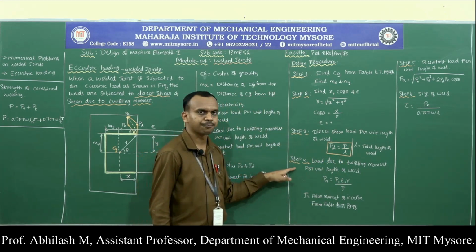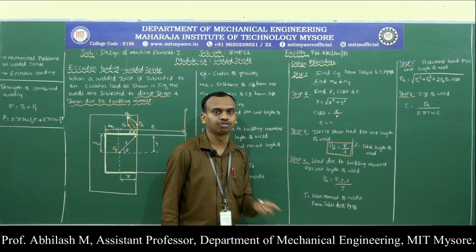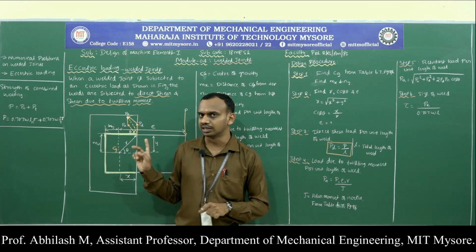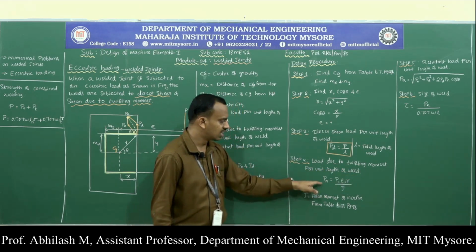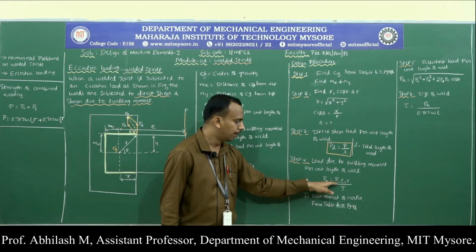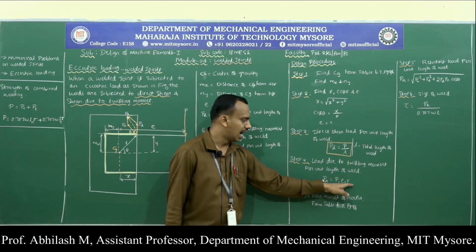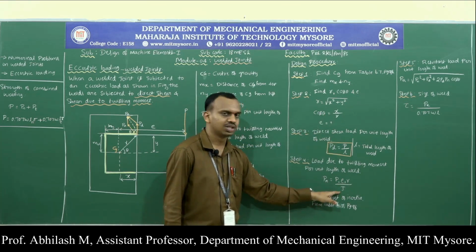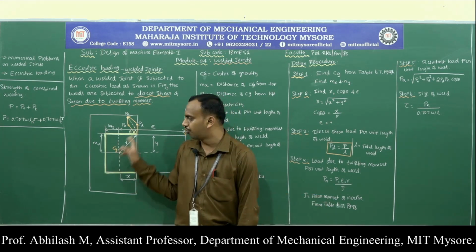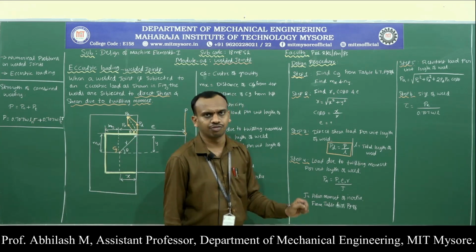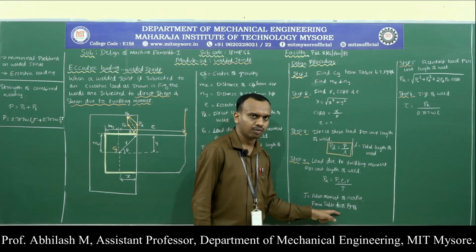Similarly, step 4 is to calculate the load due to twisting moment per unit length of the weld. There are two loads that are causing the eccentricity. One is the direct load that we have calculated, the other one is the load due to the twisting moment, which is given by Pn is equal to P into E into R divided by J, where E is the eccentricity, R is the value that we have calculated, and J is the polar moment of inertia.